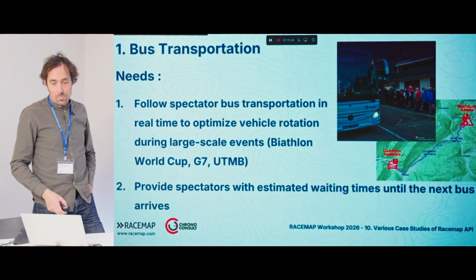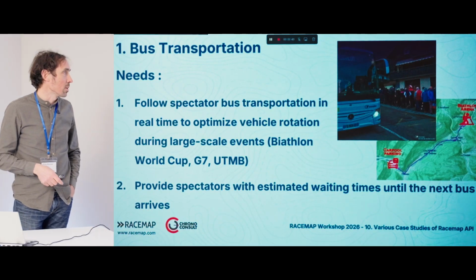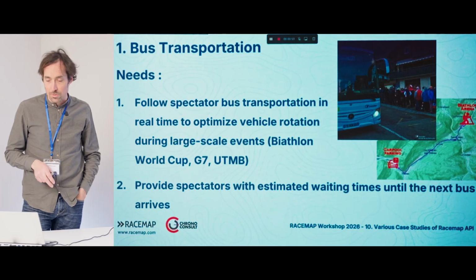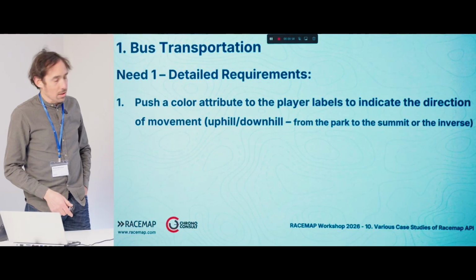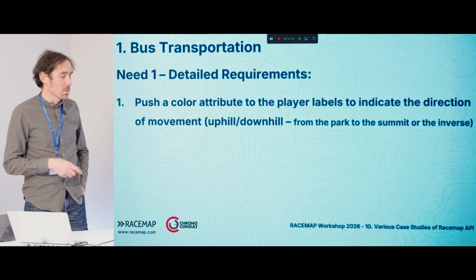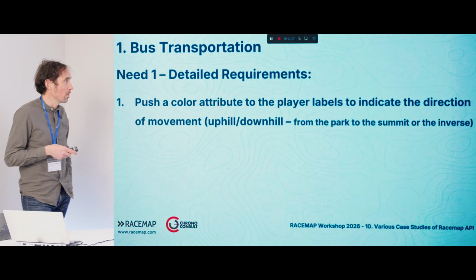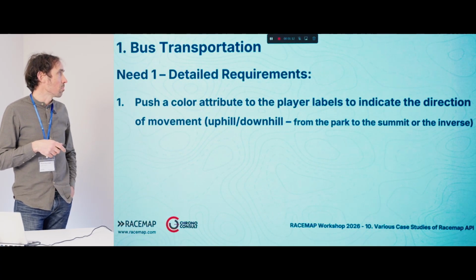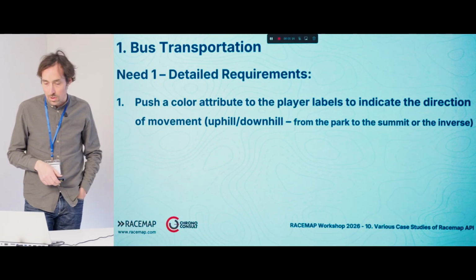The second need was to be able to provide spectators an estimated waiting time using the RACEMAP API, to be able to say, okay, the next bus will be here in 5 minutes or something like that. In detail, they also wanted a specific color, because it was only an uphill and downhill two-way road. So they wanted a simple map with green if the bus is uphill or red if the bus is downhill.